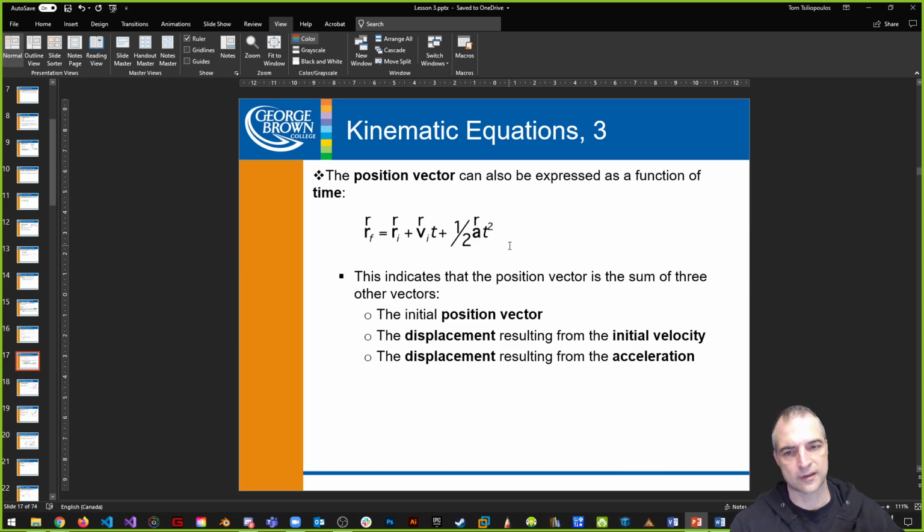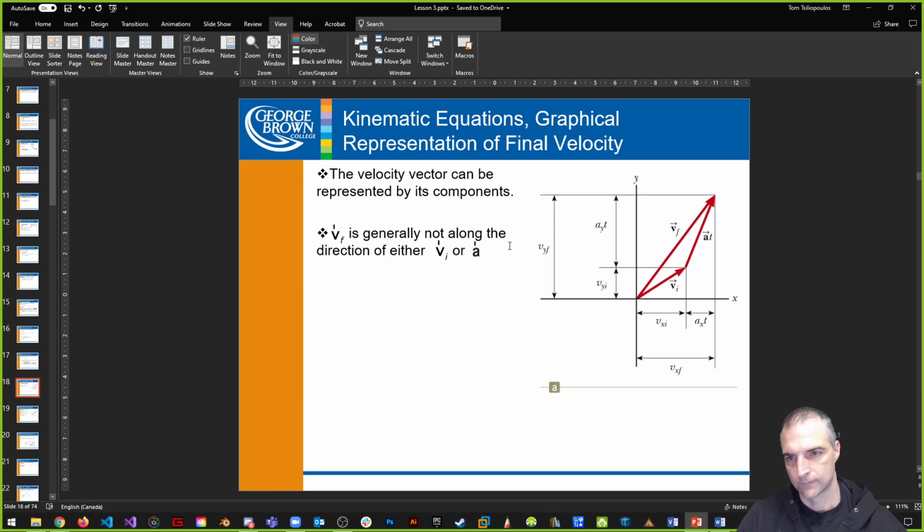So this indicates that the position vector is the sum of three other vectors: the position vector, the displacement resulting from the initial velocity, and the displacement resulting from the acceleration. Okay. So here's a graphical representation of the final velocity.